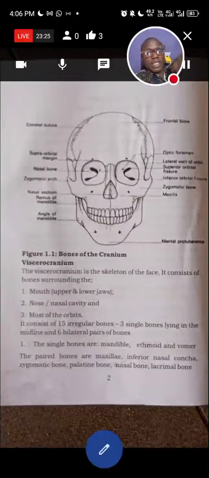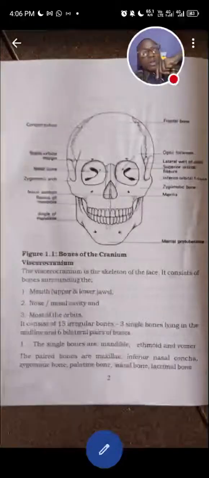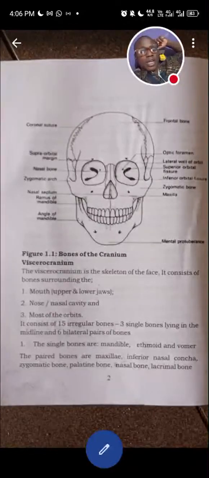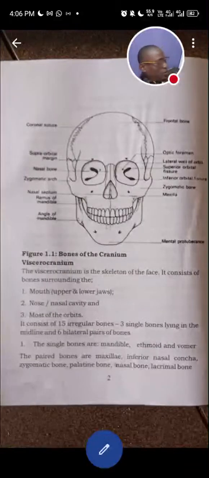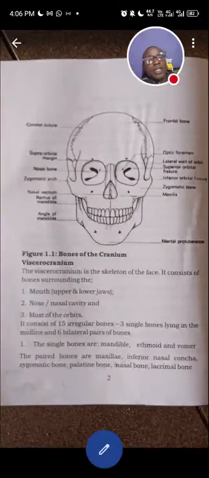First, we started with the skull, that's the bone of the head. We said it's divided into two: we have the mandible and we have the cranium. The mandible is the lower base of the skull, and the upper base is called the cranium. And the cranium is divided into two, neurocranium and viscerocranium.